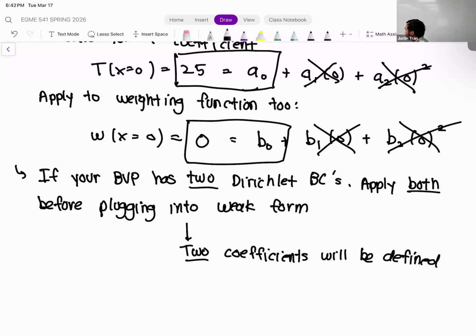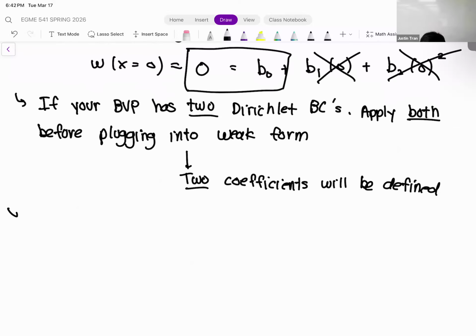Okay. So, whenever you're looking at a problem, make note of the types of boundary conditions. And if you have two Dirichlet boundary conditions, make sure that you apply both before you plug into the weak form. Okay. Another note that I'll make here is that sometimes you're not going to get an expression where you can solve for a coefficient explicitly.